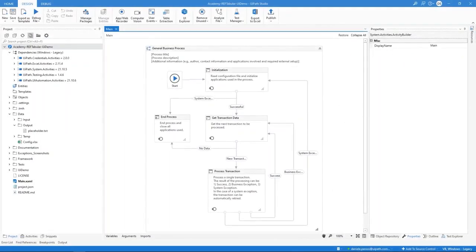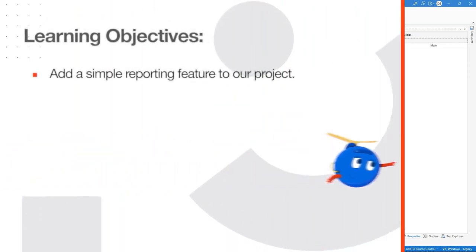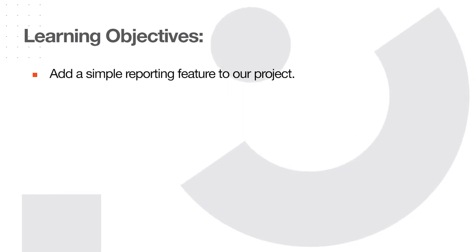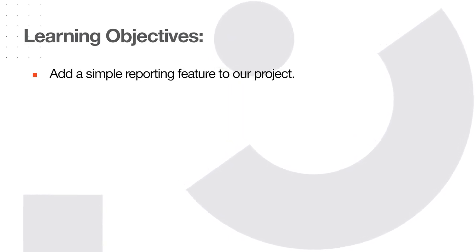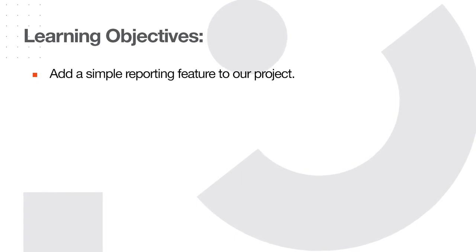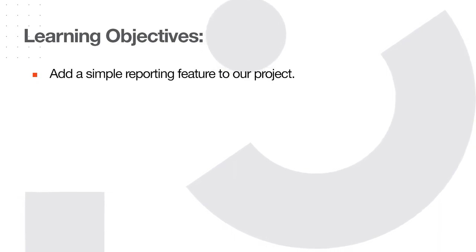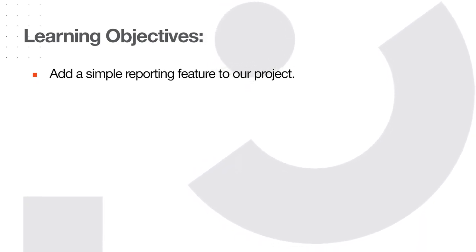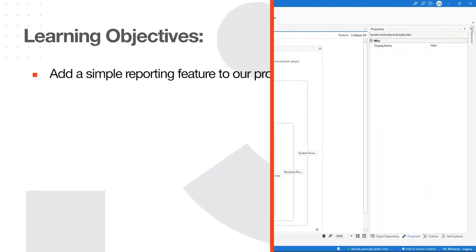So far in this series, we've built a project from scratch using the REFramework template configured to work without queues. However, when it comes to execution monitoring, we're not able to utilize the reporting capabilities of Orchestrator with the project that we've built to date. The purpose of this video is to add a simple reporting feature to our project.